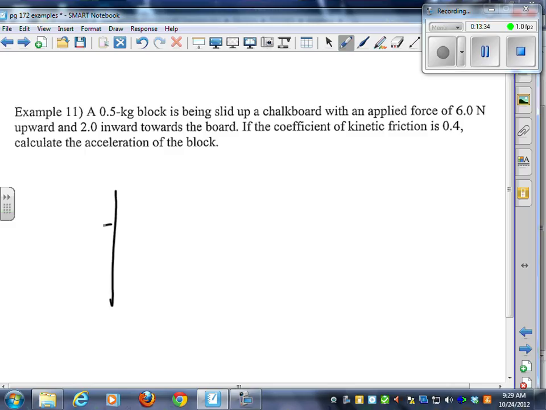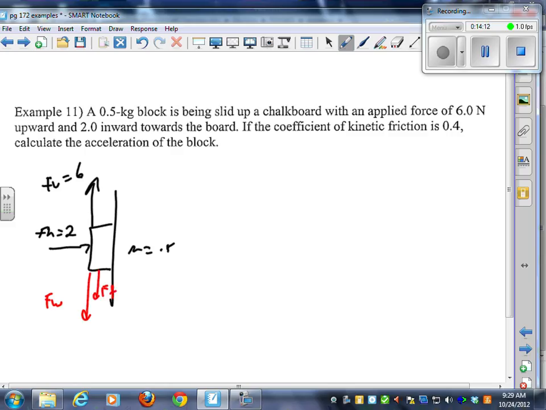So we've got a mass of 0.5. There's an applied force of 6 newtons upward. Let's call that FV is 6 and 2 newtons inward. FH is 2. And we need to find the acceleration of the block. There's also weight force down. Is there friction here? Yeah. Which way is it? Well, the block's going up, so the friction has to be down.